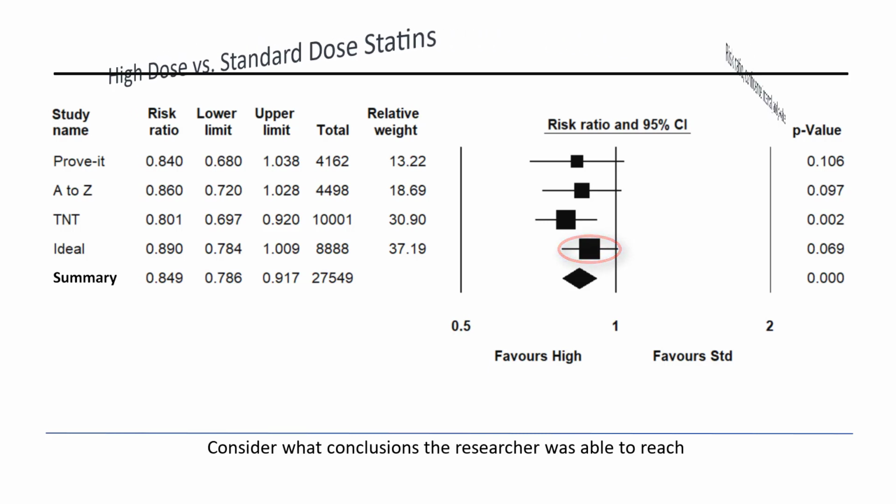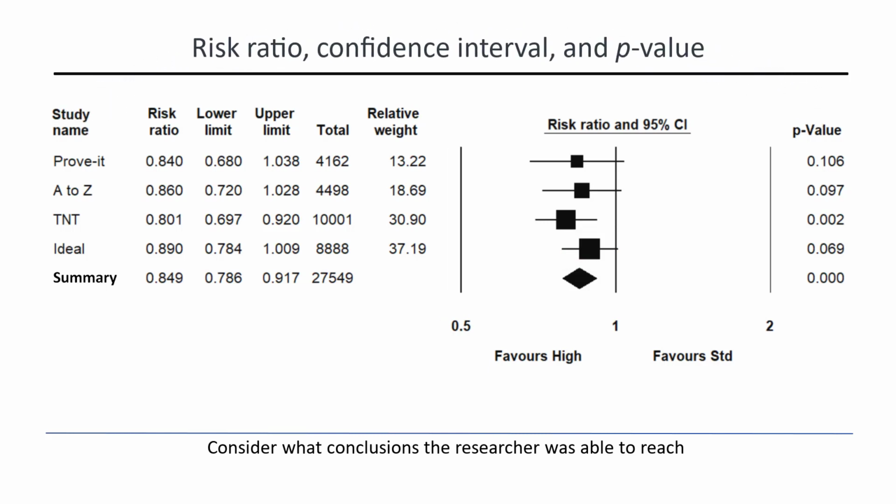Consider what conclusions the researcher was able to reach in each of these studies. In the first study, it's possible that the high dose reduced the risk as compared with the standard dose. It's possible that it made no difference, and it's possible that it increased the risk. So, we cannot conclude that the high dose is better than the standard dose.